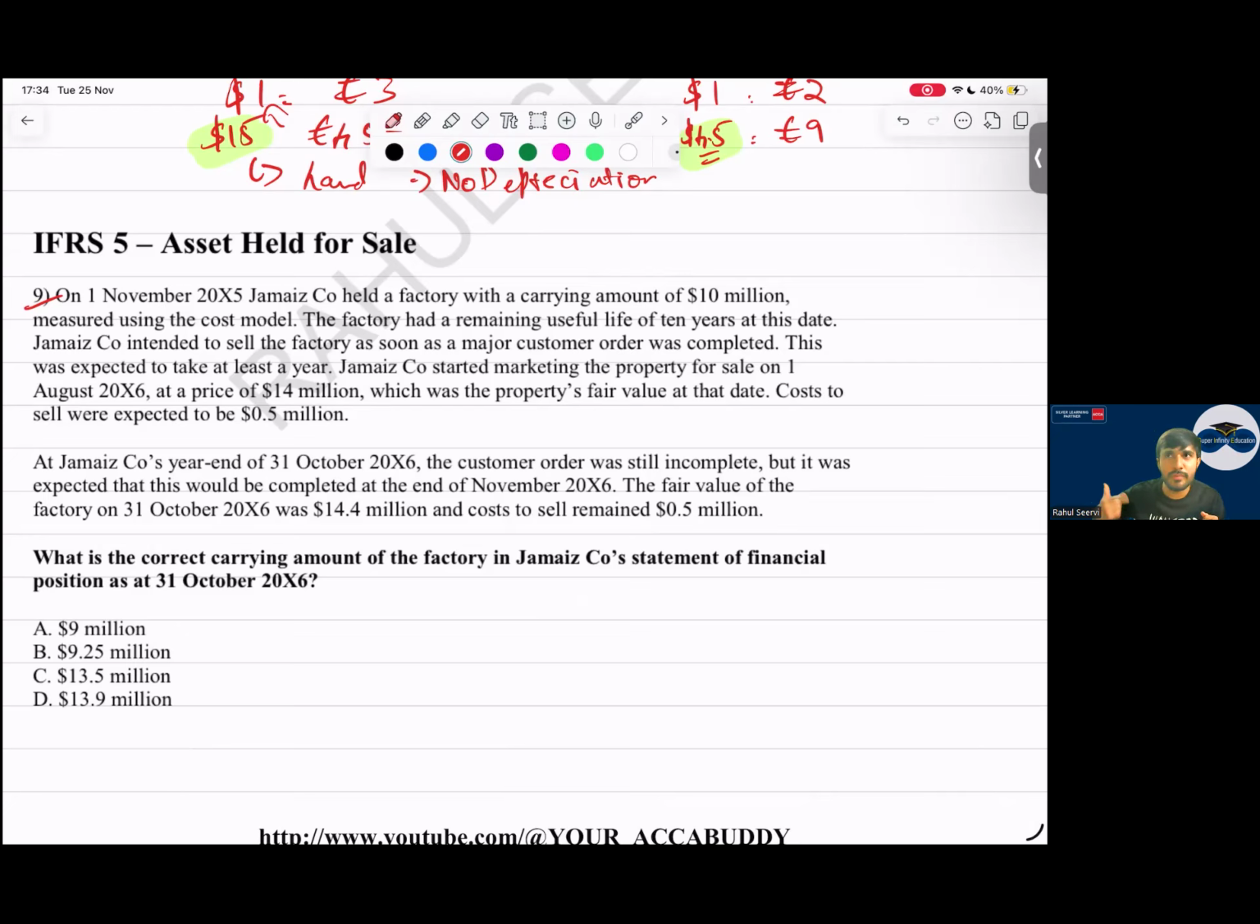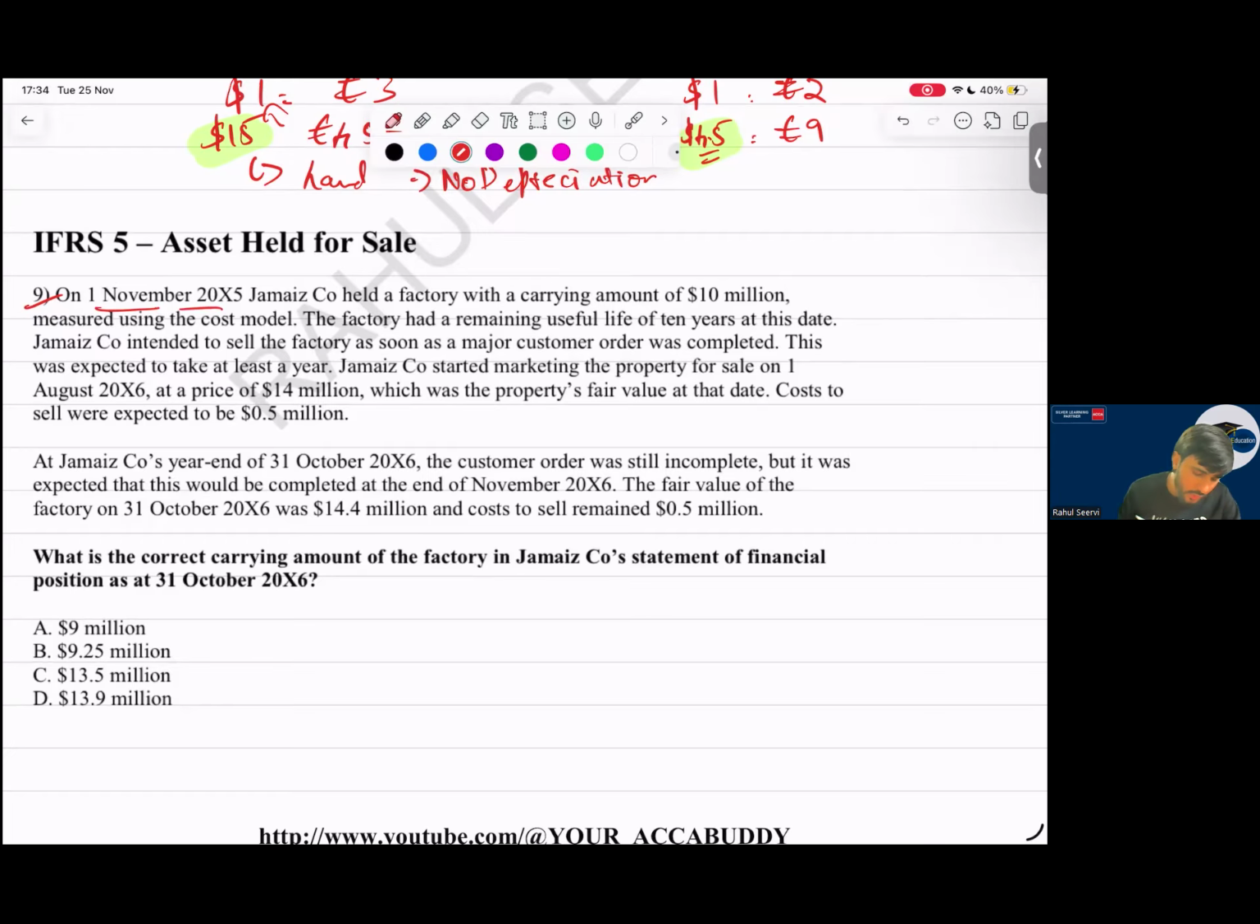In the class I mentioned an example that I have a machine. I have taken an order of a customer. I have to complete that order. So will I call the machine held for sale today or once I complete the order? Once I complete the order. After that day only it will be classified as held for sale. Chalo then, let us read the question.